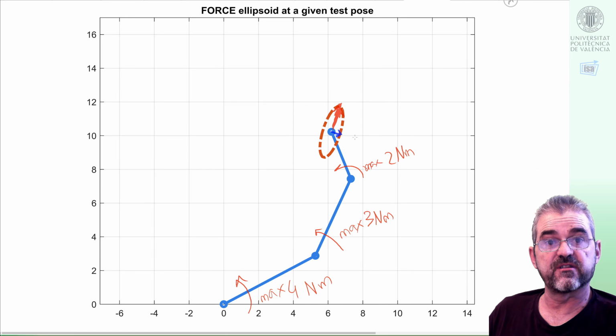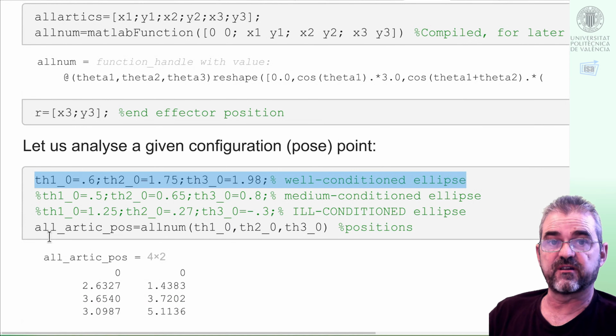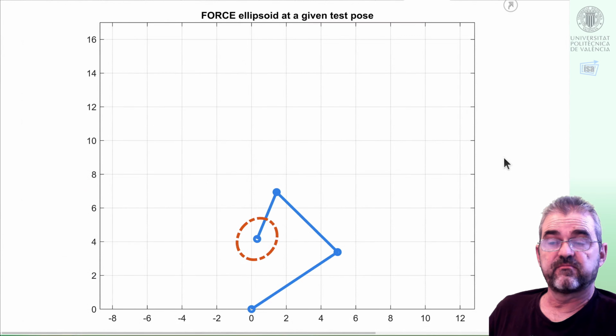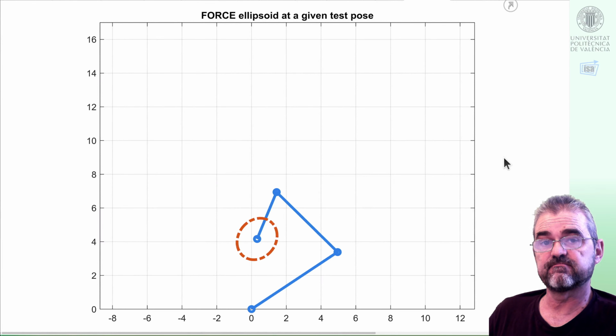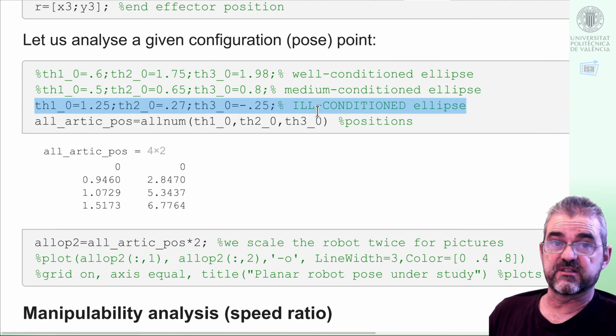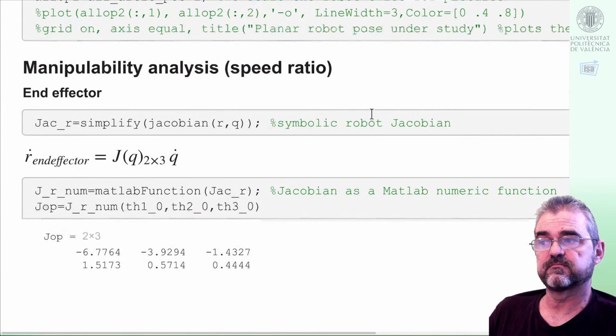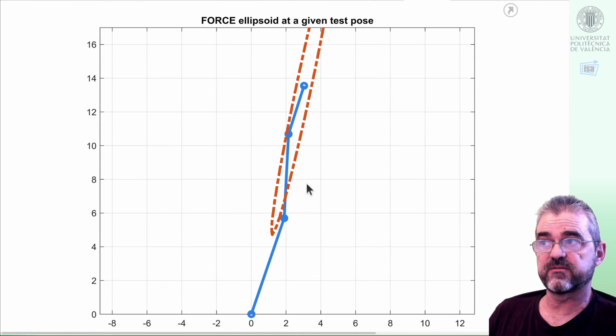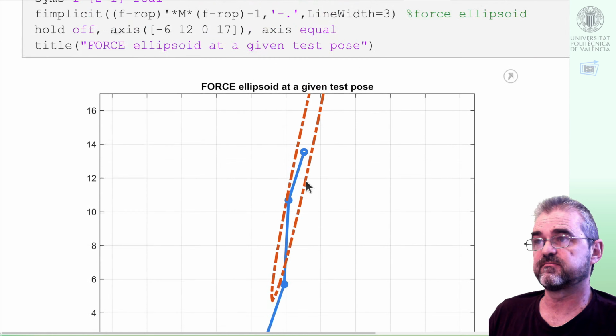In here, let us just consider another couple of poses to grasp the idea on this as follows. I'll consider now this pose, then my Jacobian will take a different numerical value, and this will be the force ellipsoid. It's somehow more rounded, it seems. And if I now test this pose, which is close to a singularity, I get a different Jacobian, and here I have the force ellipsoid. Let me change the axis. Here we have it.